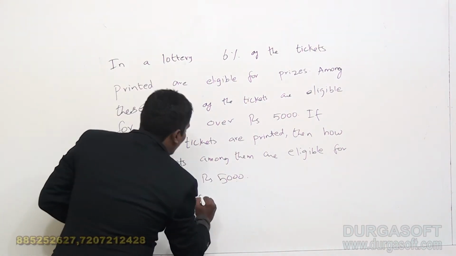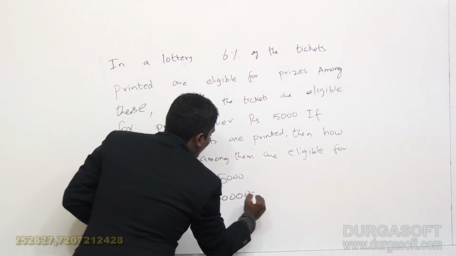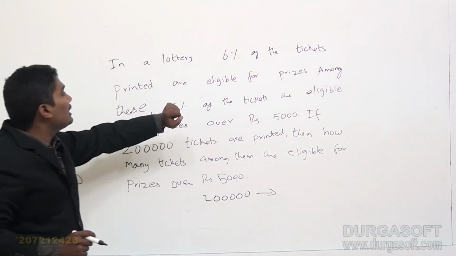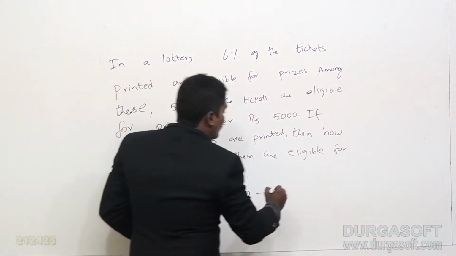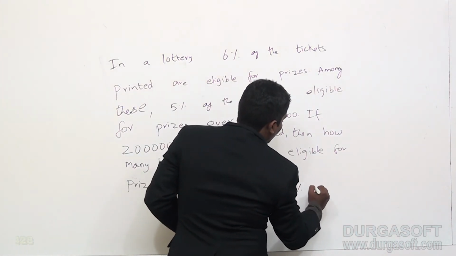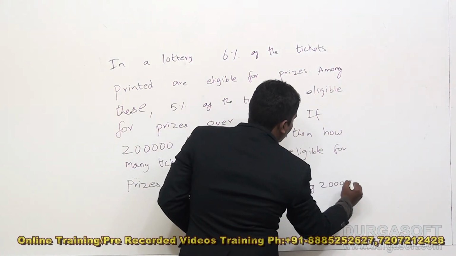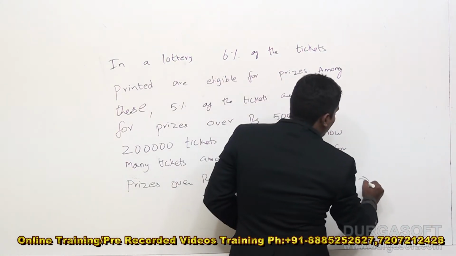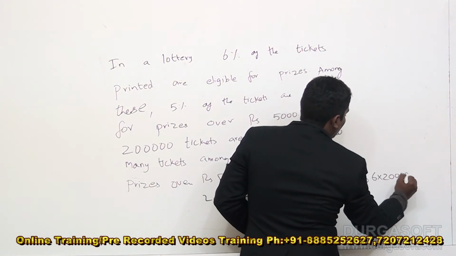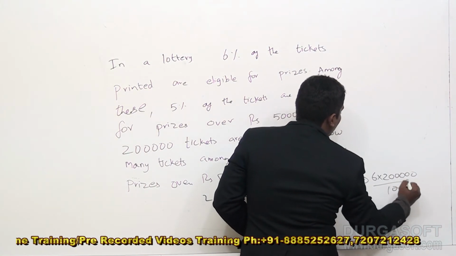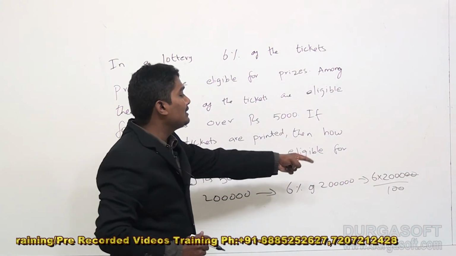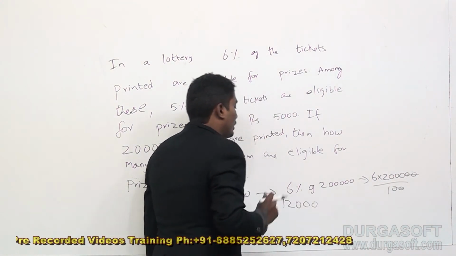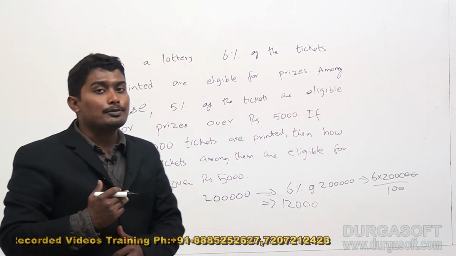Here among the 2 lakh tickets, how many tickets are eligible for prizes? 6%. So 6% of 2 lakhs. A percentage of B, I know the formula is A into B by 100, which is 6 into 2 lakhs by 100. So the zeros will cancel. So 6 into 2000, which is 12,000 tickets. 12,000 tickets are eligible for prize money.